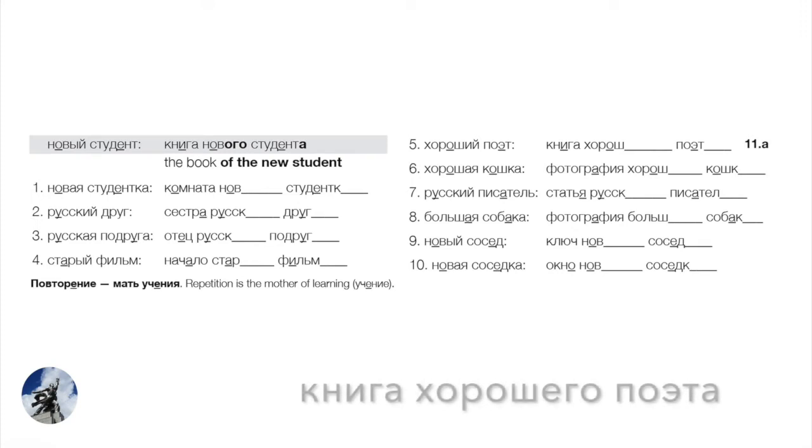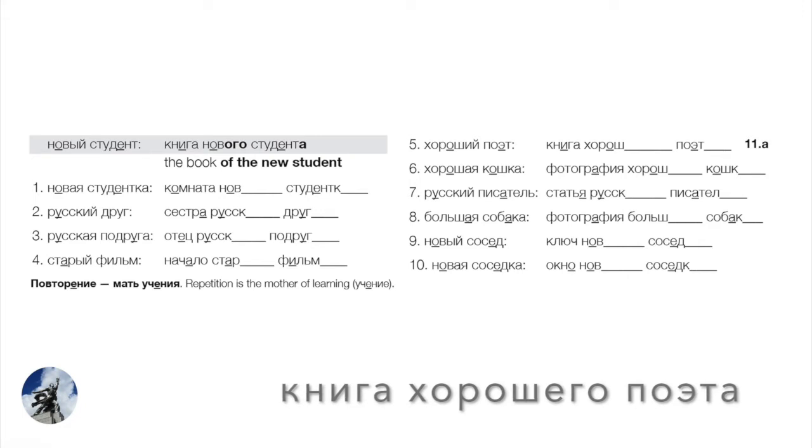хорош. Okay, you might have wanted to write ого, but remember, the 5-letter spelling rule tells us we can't write an unstressed o after the hushing consonants or ц, right? Ш is a hushing consonant, so we have to write его instead of ого, right? So we get книга хорошего поэта.